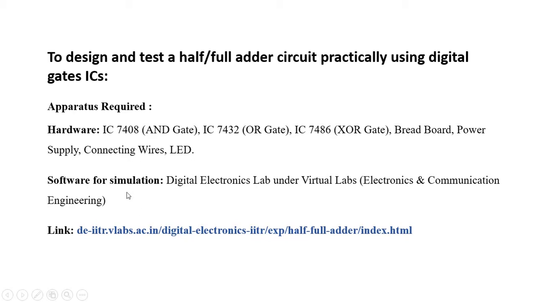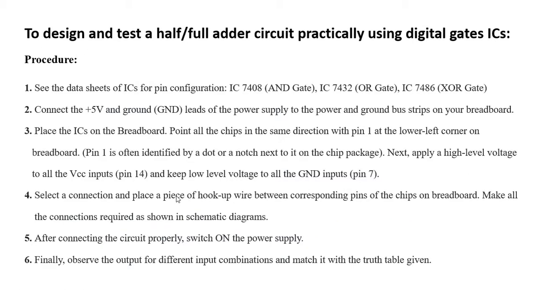Earlier we have performed this experiment on virtual lab. Today we will discuss how to implement it on hardware. So this is the procedure. You have to see the data sheets of IC for pin configuration. Then you connect the +5 and ground leads of the power supply to power and ground bus strips on your breadboard, the horizontal holes which are present at the top and the bottom. So top one you can make +5 and ground one you can make 0.